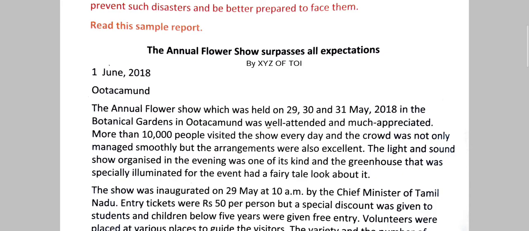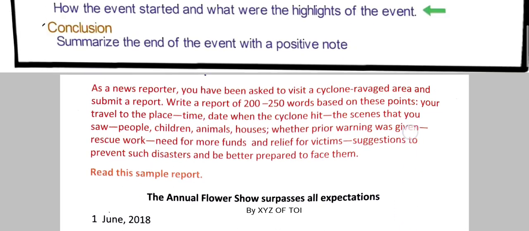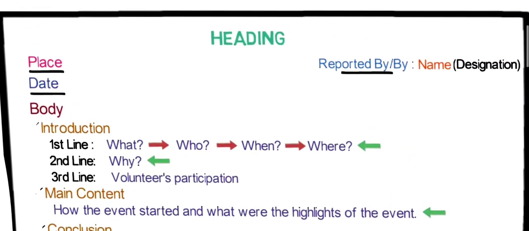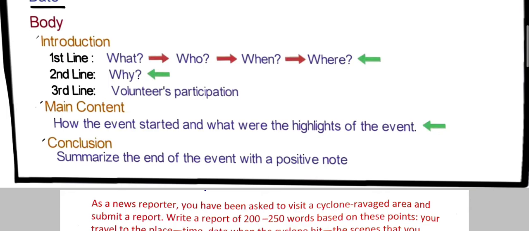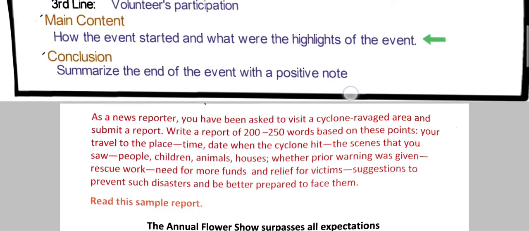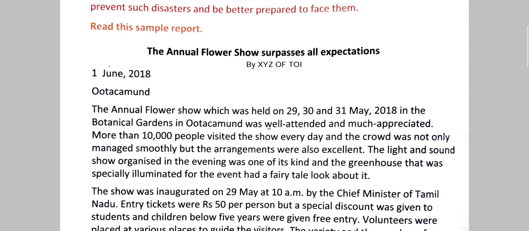Now see the structure of the report. In the introduction, firstly we answer the questions what, who, when, where, and then why, and in the third line we see volunteers' participation. Now you can see it in the answer.